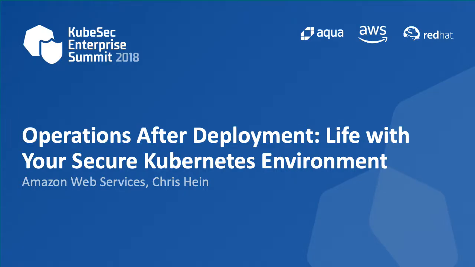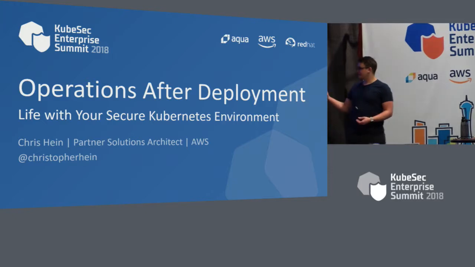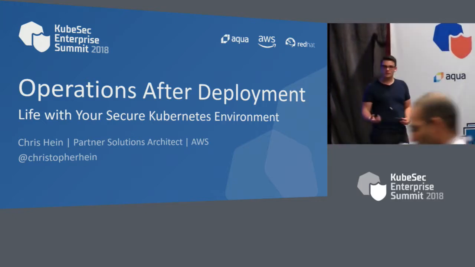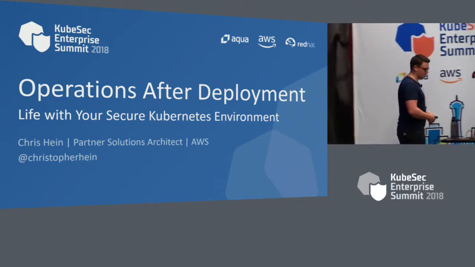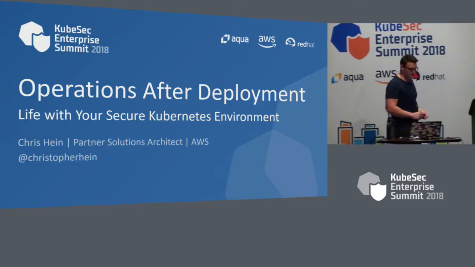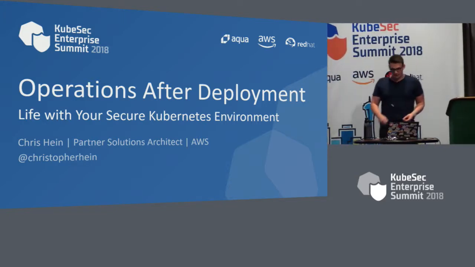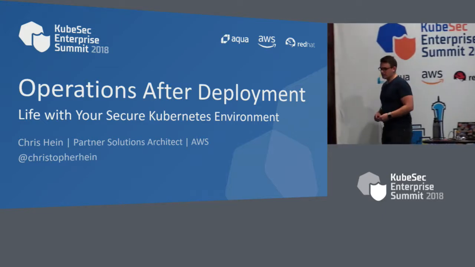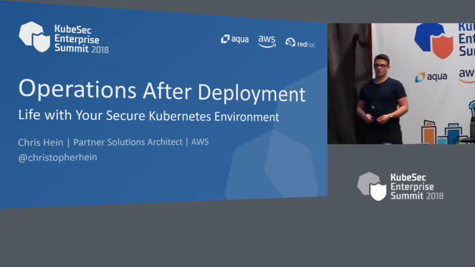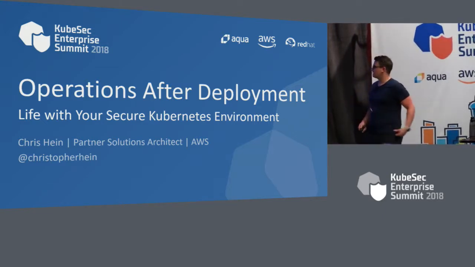I am Chris Hein. I'm a partner solutions architect here at AWS. Well, not here, but at AWS. And I pretty much spend all of my time in the container ecosystem, specifically with Kubernetes. And as Andy said, I talk to a lot of customers in this space, as well as a lot of partners. So companies like Aquasec or Security.